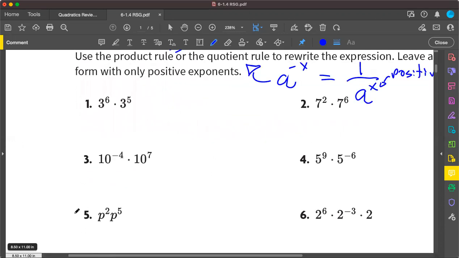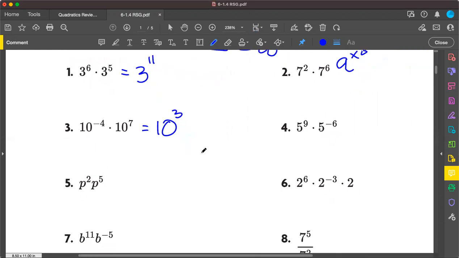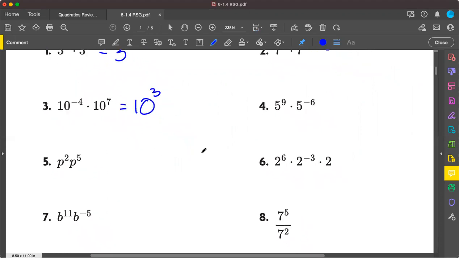Let's look. We have the same bases, so just add up those exponents. 6 plus 5 gets you 11. Feel free to rewrite that, or don't, because you just need to rewrite it with positive exponents. We can take this here. Negative 4 plus 7 is going to get you 10 to the third. It's good as is. Feel free to leave it like that.